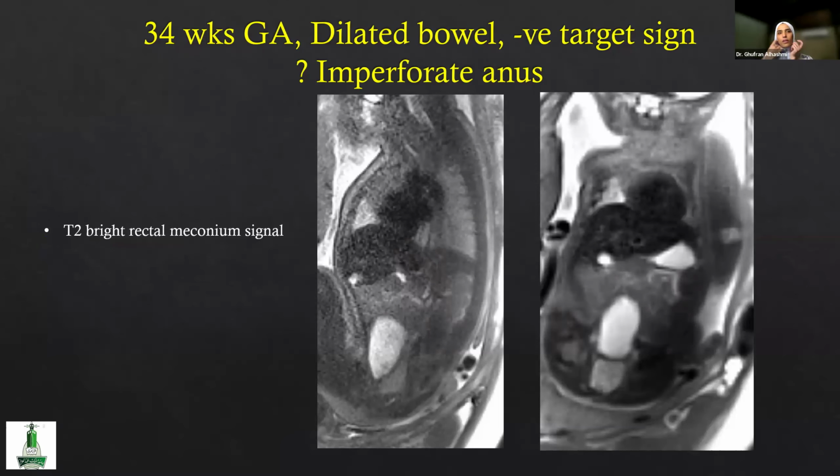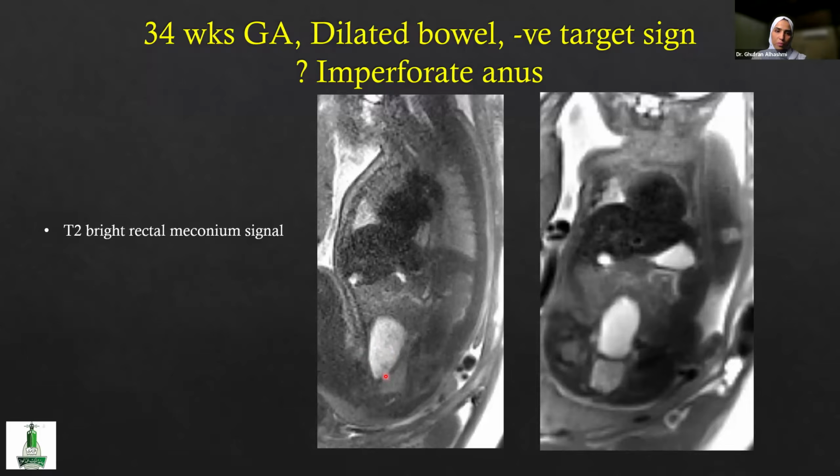Another example of our non-CNS related indications for fetal MRI is this patient who was referred at 34 weeks gestational age with dilated bowel and a negative target sign on ultrasound. So they were questioning imperforate anus on ultrasound. So on MRI, we see this sagittal HASTE image, and this is the rectum, and this is the urinary bladder filled with urine.